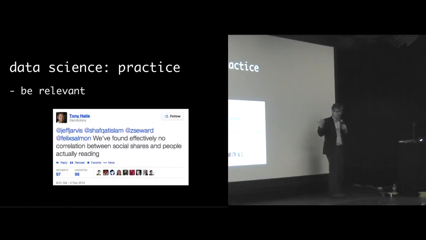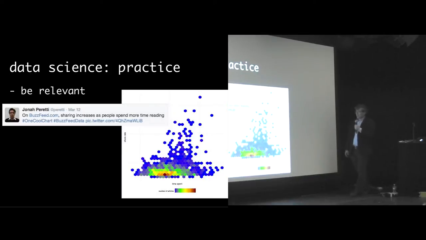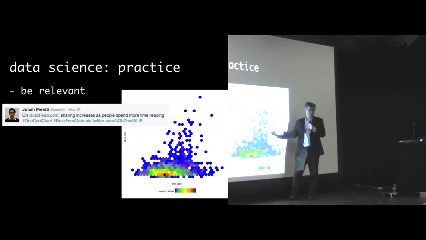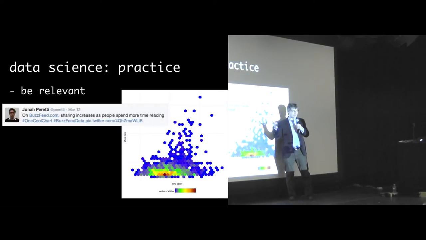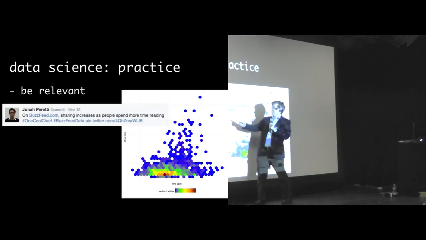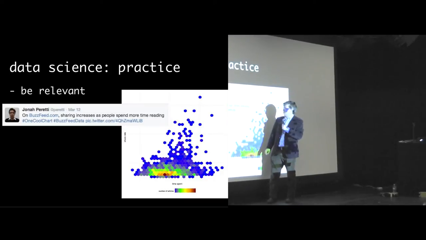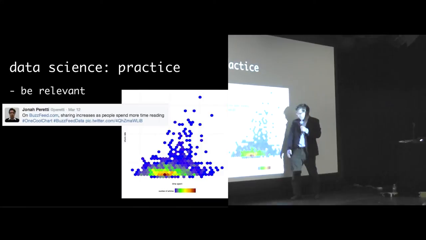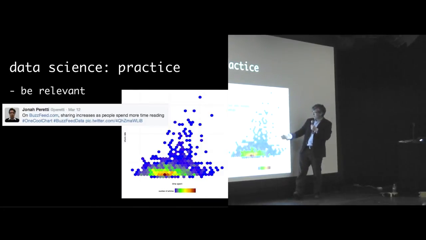Well, I mean, how did they find that out? It's not like you can go download the GitHub and download all the data they used, right? It's 140 characters. So another step in this particular Twitter kerfuffle was this response from Jonah Peretti. Again, this is not happening in peer-reviewed publications or even on GitHub. This is happening in 140 characters. Jonah's saying, well, actually on BuzzFeed, sharing increases as people spend more time reading. And then he proves it with this hex bot, some software that you may or may not use.